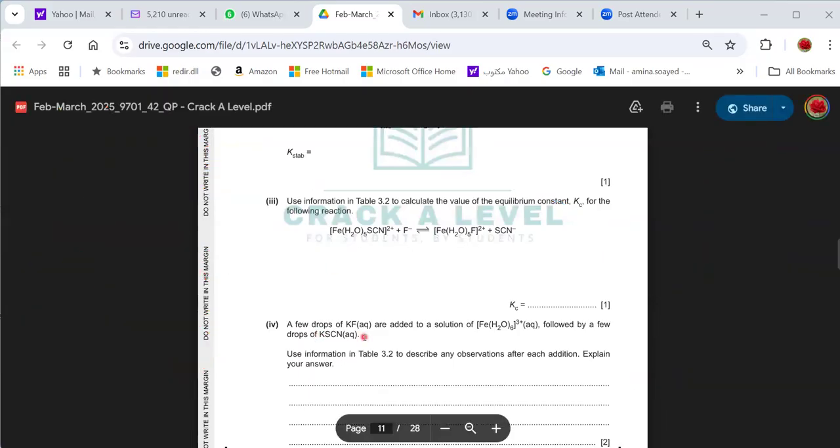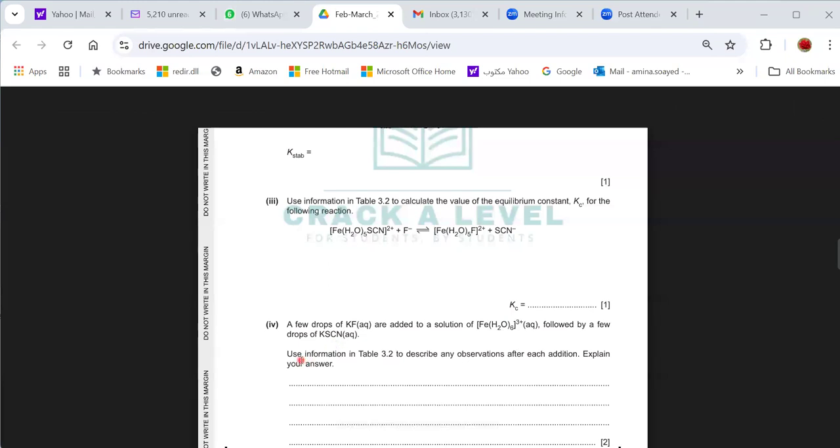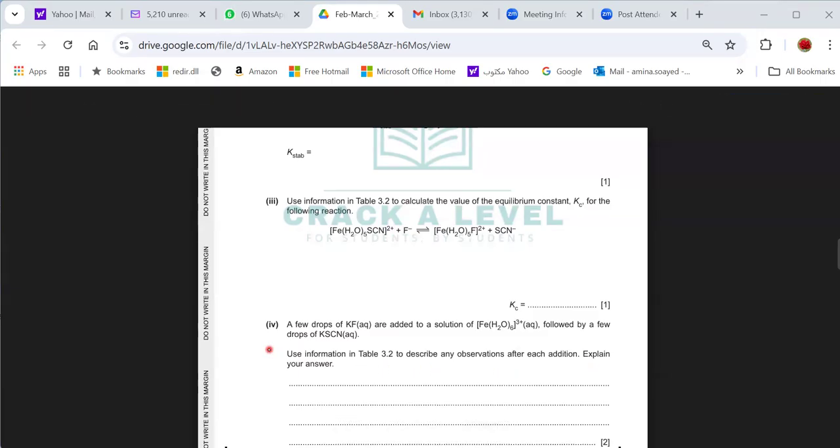They said a few drops of potassium fluoride are added to a solution of [Fe(H2O)6]3+, followed by a few drops of potassium thiocyanate. Use information in table 3 to describe any observations after each addition and explain your answer. So they added at the beginning a few drops of the potassium fluoride.